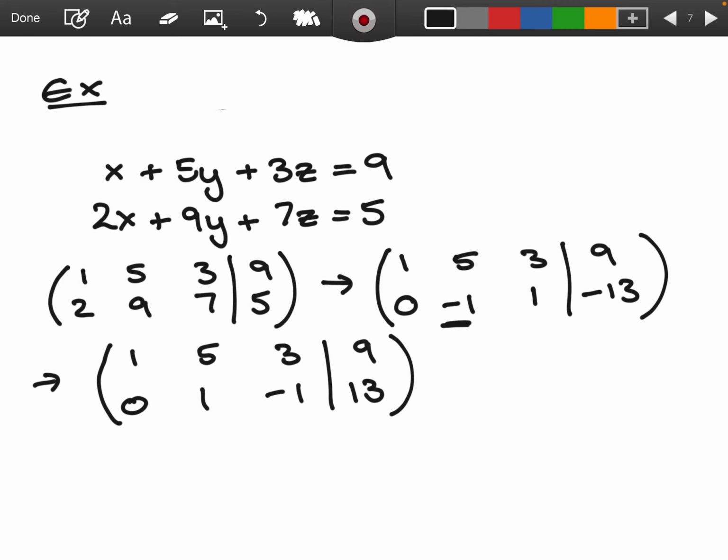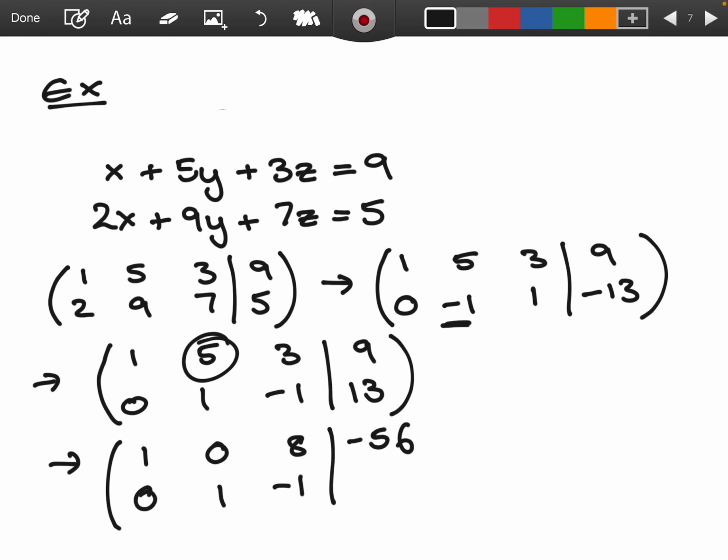Okay. We're now out of rows. Okay, so we've done all the forward elimination that we could possibly do because we have no more rows that we have to worry about pivots or eliminating anything below a pivot. What we do have to do is we have to worry about making anything above a pivot a 0. So I still have this 5 here that I need to make into a 0. So to do that, I'm going to do row 1 minus 5 times row 2, and that's going to give me 1, 0, 8, negative 56, 0, 1, negative 1, 13.